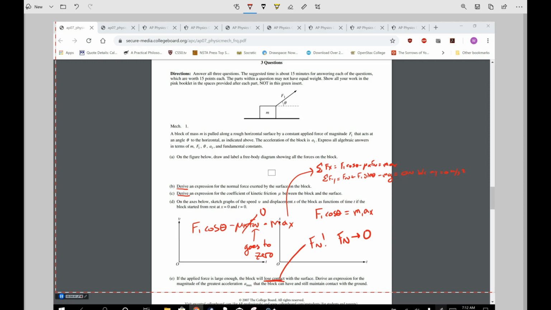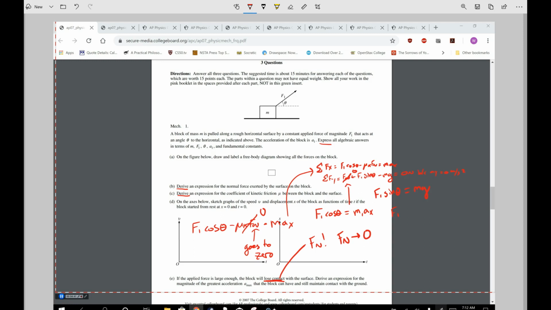So now things are frictionless. It also affects what's going on up here, right? And we're going to develop a system of equations. Normal force here is going to 0. So now F1 sine theta is going to equal mg. That's helpful because I can solve for F1. Notice that it says at the very beginning, express all algebraic answers in terms of m, F1, theta, and A1. So this is one case where I could actually leave things as F1.